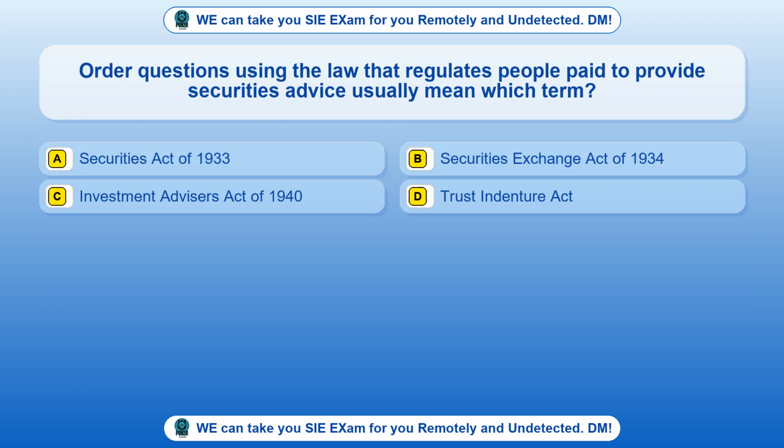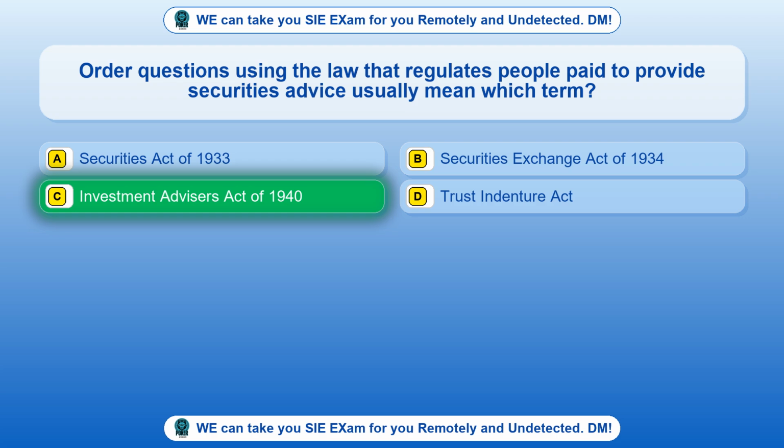Question 35. Order questions using the law that regulates people paid to provide securities advice usually mean which term? Option A, Securities Act of 1933. Option B, Securities Exchange Act of 1934. Option C, Investment Advisors Act of 1940. Option D, Trust Indenture Act. The correct answer is option C, Investment Advisors Act of 1940.